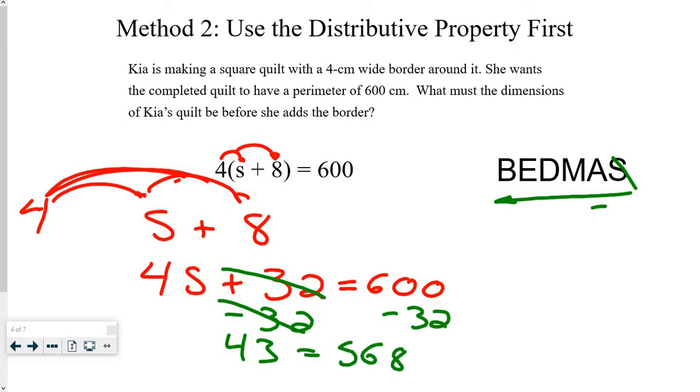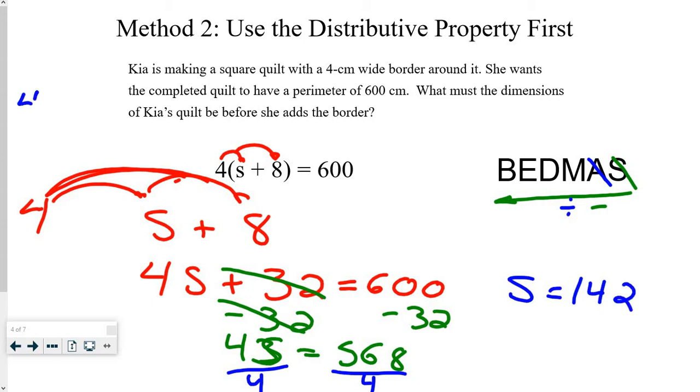Sorry, that's not a 3, that's an s. Then we divide, because there's no addition, so now there's multiplication, and the opposite of multiplication is division. So we're going to divide by 4. 568 divided by 4 is 142. So s equals 142. I kind of ran out of room there.